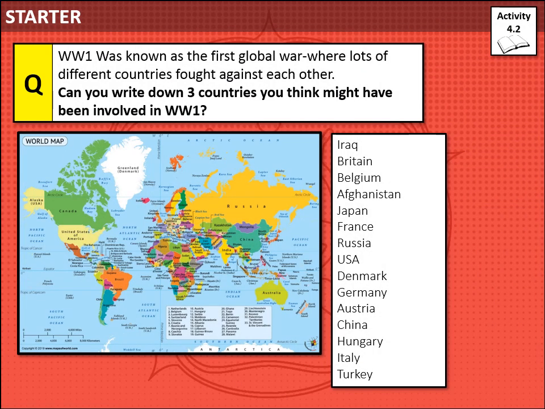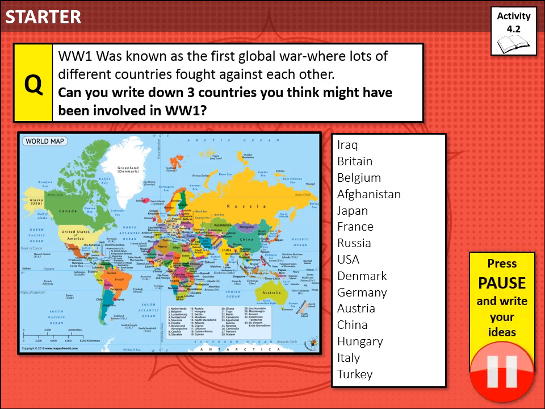Okay, so your starter then, this is activity 4.2 in your history workbook. So World War I was known as the first global war, where lots of different countries fought against each other. I'd like you to have a look at the world map, and write down 3 countries that you think might have been involved in World War I. I've given you a list on the side there just to give you a helping hand. So activity 4.2, write down 3 countries you think might have been involved in World War I. So press pause and write down your answers.